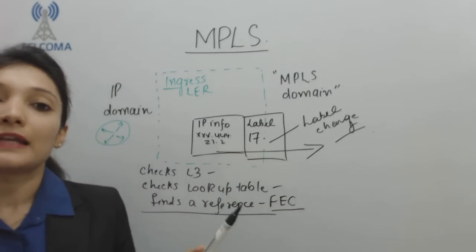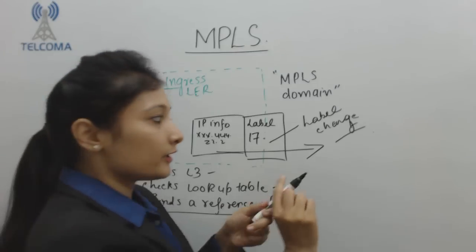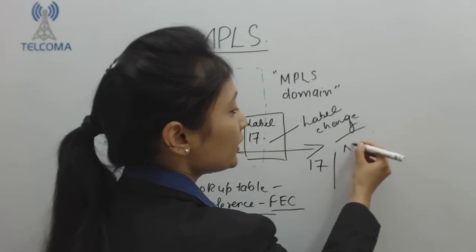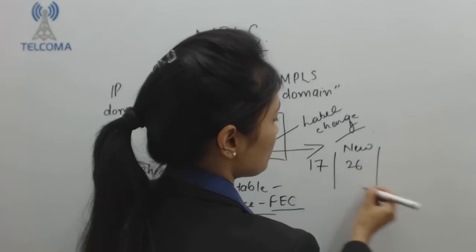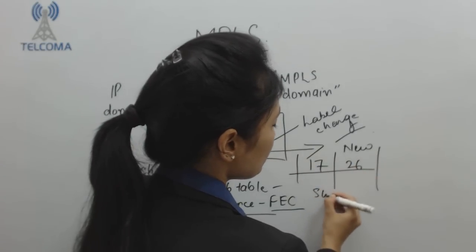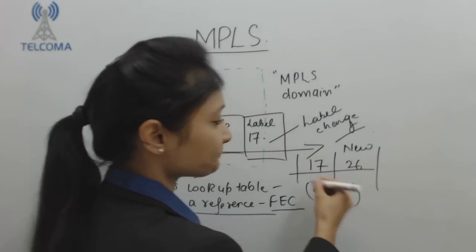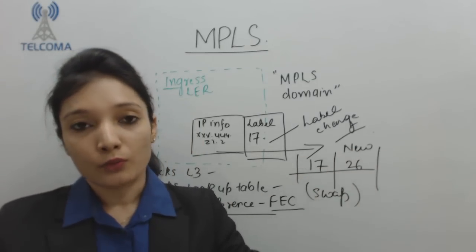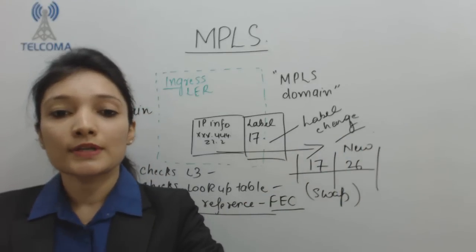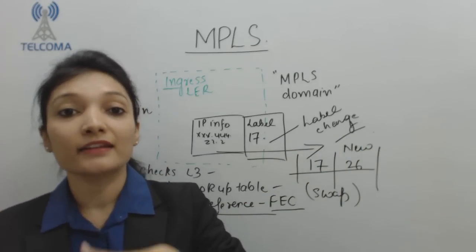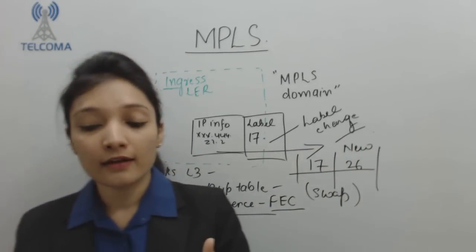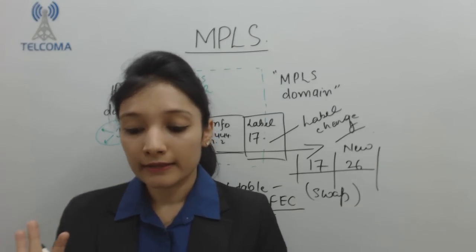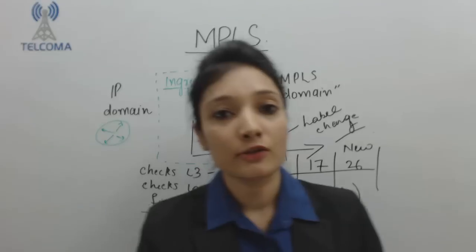That will have label-based info. Now it will see that this is 17. Then at the next LSR, a new label will be attached like this, 26. So this will be the swapping. It will swap the label here. Then it forwards again, and it will continue until it reaches the destination. When it arrives at the egress LER, which is the exit point here, it will pop the label, and then it will forward the packet to the IP domain here.